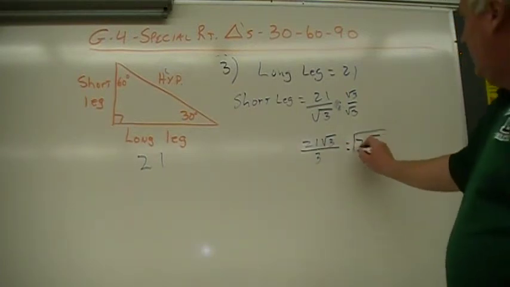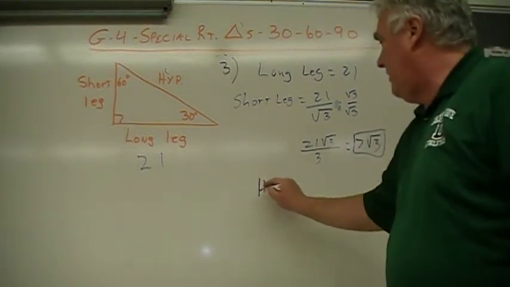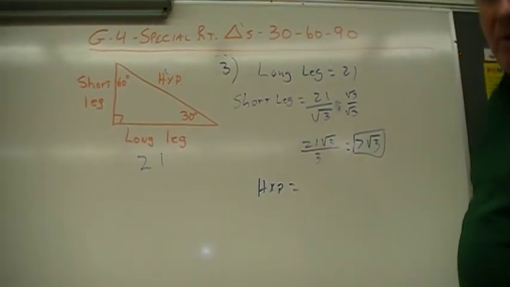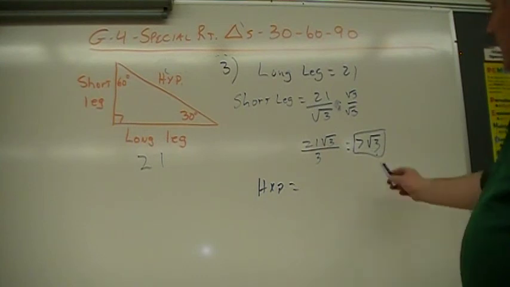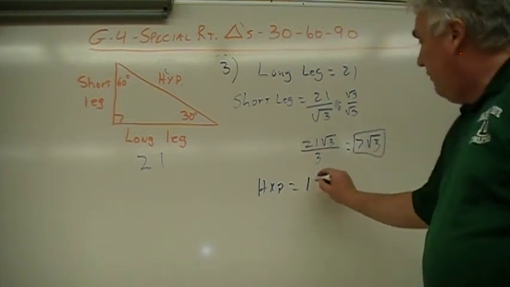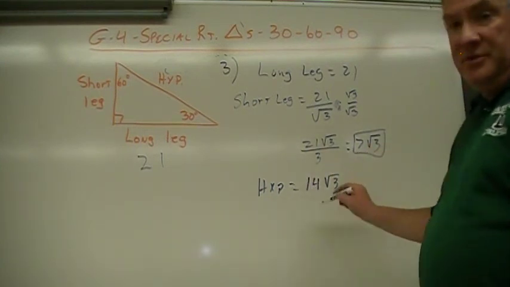So our short leg is 7 times the square root of 3. Our hypotenuse is double. Double this, 14 times the square root of 3.